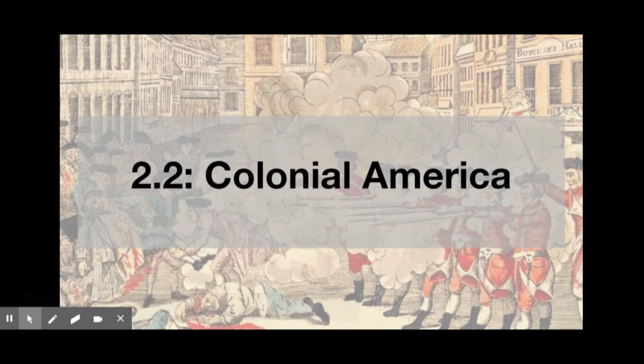Lesson 2.2, Colonial America. In this lesson, we're going to look at the colonial period in North and South America after the discovery of the Americas by Christopher Columbus. We're going to primarily focus on the three major colonizers: Spain, France, and Great Britain. We're also going to make special note of Brazil, which was settled by the Portuguese, but then also New Amsterdam, which was settled by the Dutch, which would later become New York City.